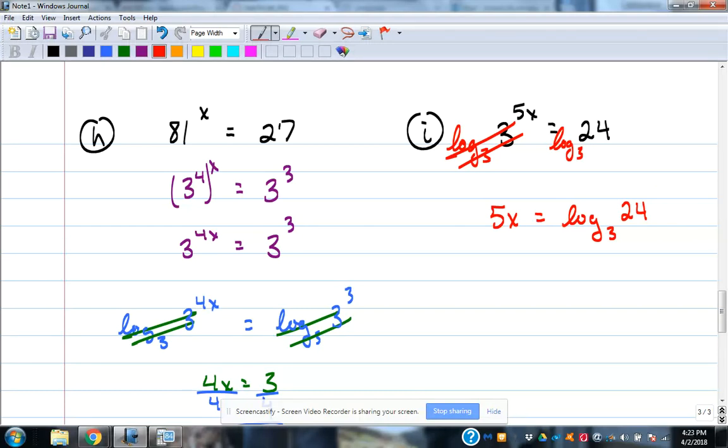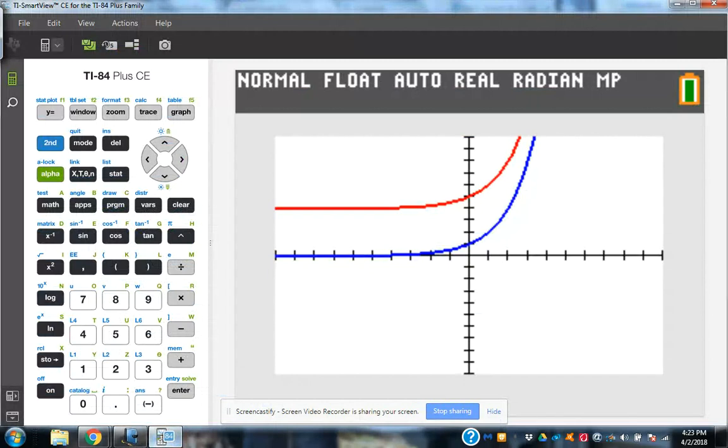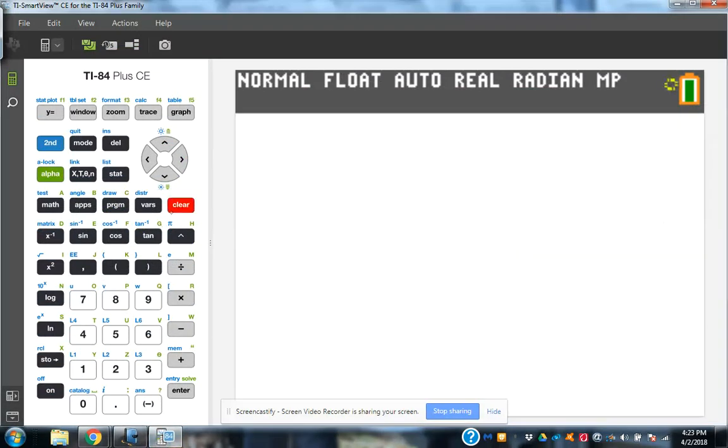Okay? How do I get x by itself? Yeah, divide by 5. And then I get x equals log base 3 of 24 divided by 5. That's the exact solution. We want to get a decimal approximation for that as well. So with the graphing calculator, it'll do the log base stuff for us. We'll use the right command.